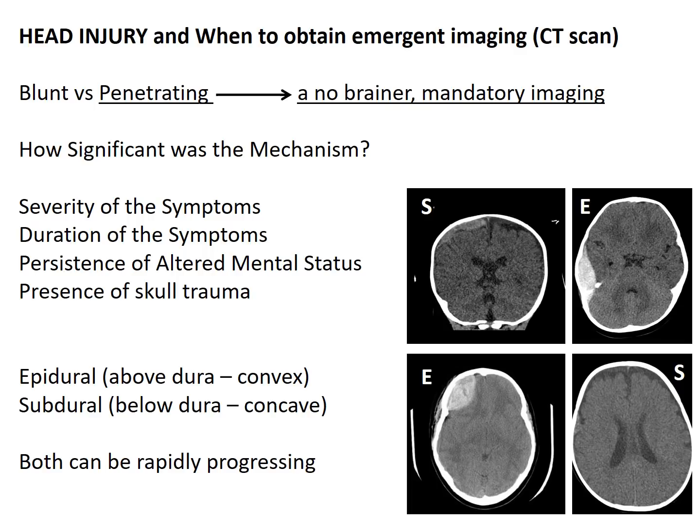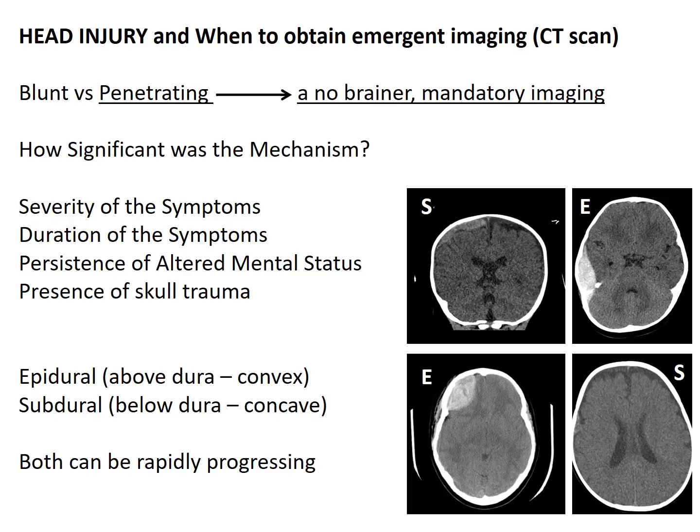Blunt trauma is where we got to think about, okay, how significant was the mechanism? What's the severity and the duration of the symptoms? Very important is the persistence of altered mental status. Somebody's had blunt head injury and they have persistent alteration of mental status. You should really be considering putting that person in the CT scanner. Palpable skull trauma, right? If you can palpate a skull fracture, to the CT scanner.